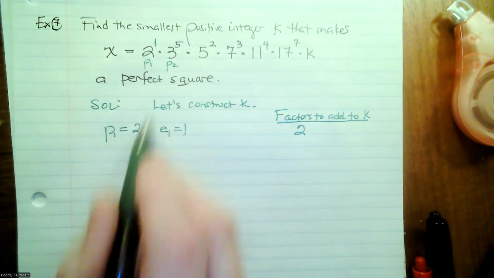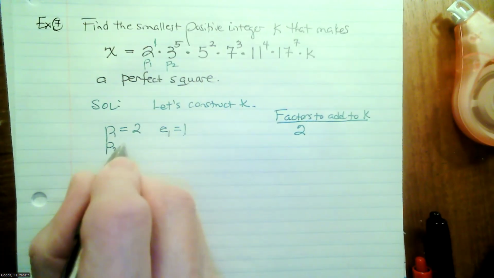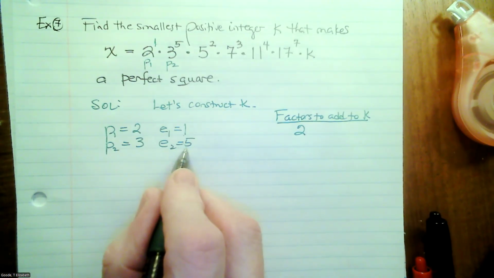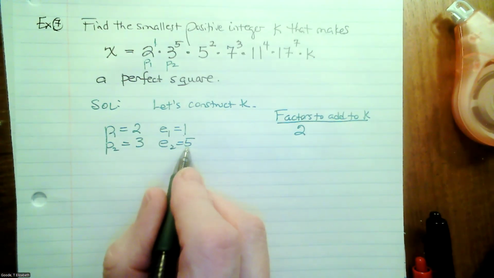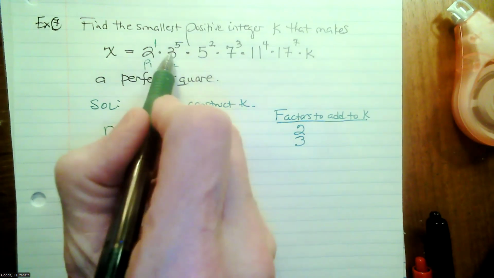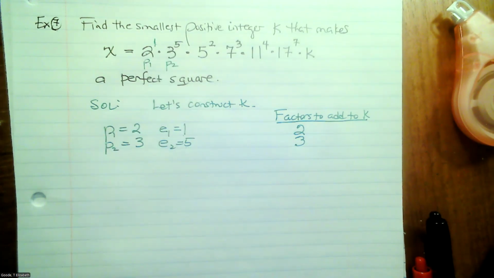Now we look at the second prime. P2 is 3. E2 is 5. Is 5 even? No. So we want to throw a copy of 3 into K, and that will correct this 3 to the 5th and make it a 3 to the 6th.